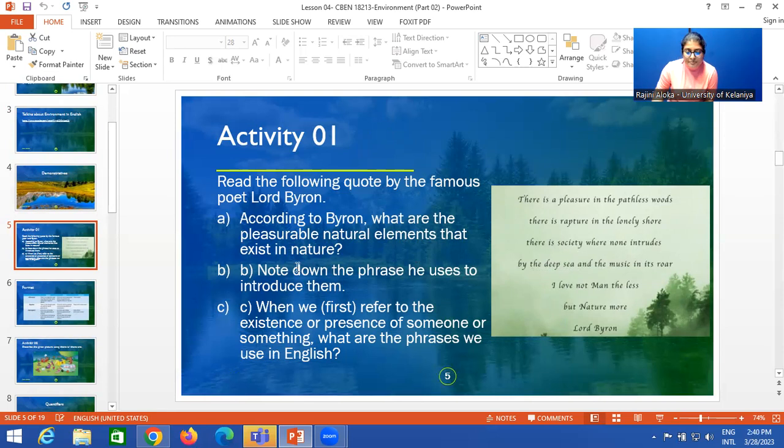Okay. According to Byron, what are the pleasurable natural elements that exist in nature? Second one, note down phrases he uses to introduce them. When we first refer to the existence or presence of someone or something, what are the phrases we use in English? Okay. I'll give you a few minutes to think about the answers, then we can discuss.